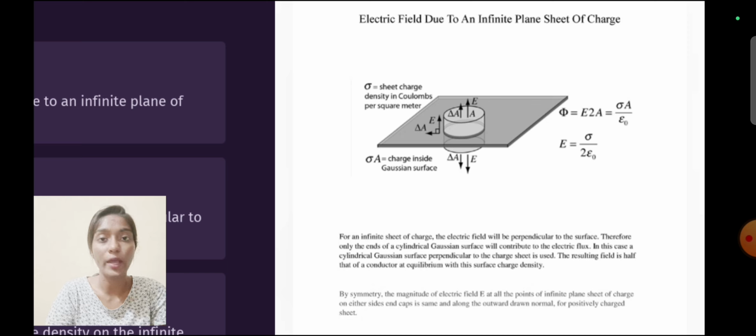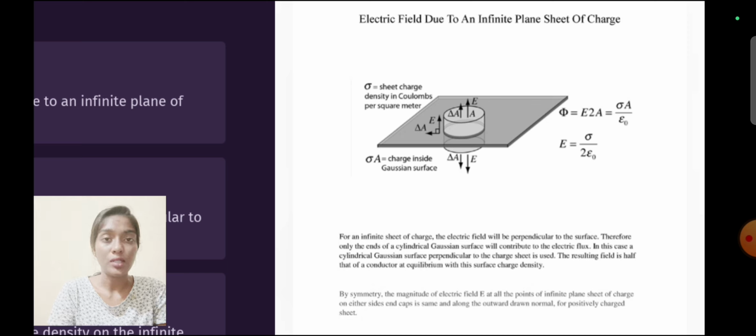Electric field due to an infinite plane sheet of charge, where sigma is the sheet charge density in coulombs per square meter, sigma A is the charge inside the Gaussian surface, phi equal to E A, that is equal to sigma A by epsilon naught. E equal to sigma by 2 epsilon naught. For an infinite sheet of charge, the electric field will be perpendicular to the surface. Therefore, only the ends of a cylindrical Gaussian surface will contribute to the electric flux. In this case, a cylindrical Gaussian surface perpendicular to the charge sheet is used. The resulting field is half that of a conductor at equilibrium with this surface charge density.